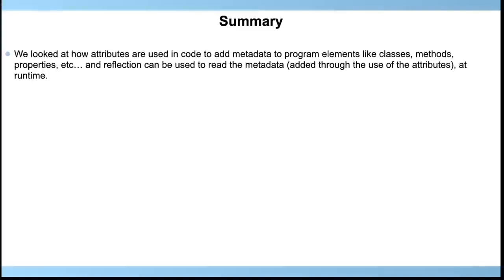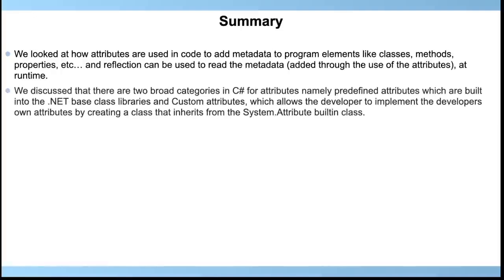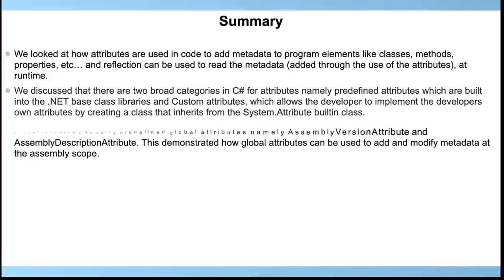We looked at how attributes are used in code to add metadata to program elements like classes, methods, properties, etc. And reflection can be used to read the metadata added through the use of the attributes at runtime. We discussed that there are 2 broad categories in C# for attributes, namely predefined attributes, which are built into the .NET base class libraries, and custom attributes, which allow the developer to implement their own attributes by creating a class that inherits from the System.Attribute built-in class, either directly or indirectly.